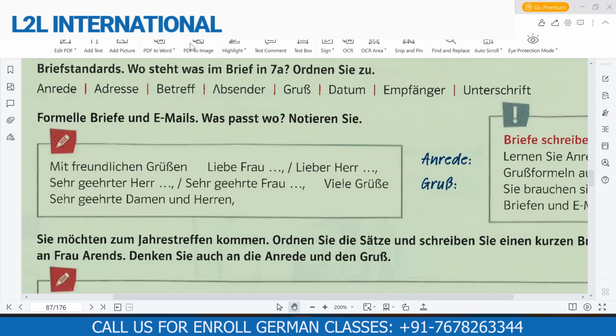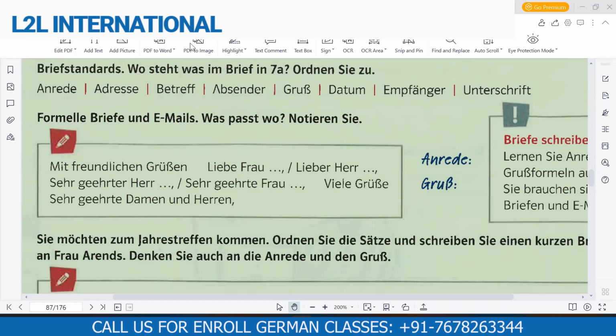Okay, super. So read the sentence yourself and let me know which group, Anrede or Gruß. First word. Who is going to read it? Sana, lesen Sie bitte. This one, with Freundlichen Grüßen.